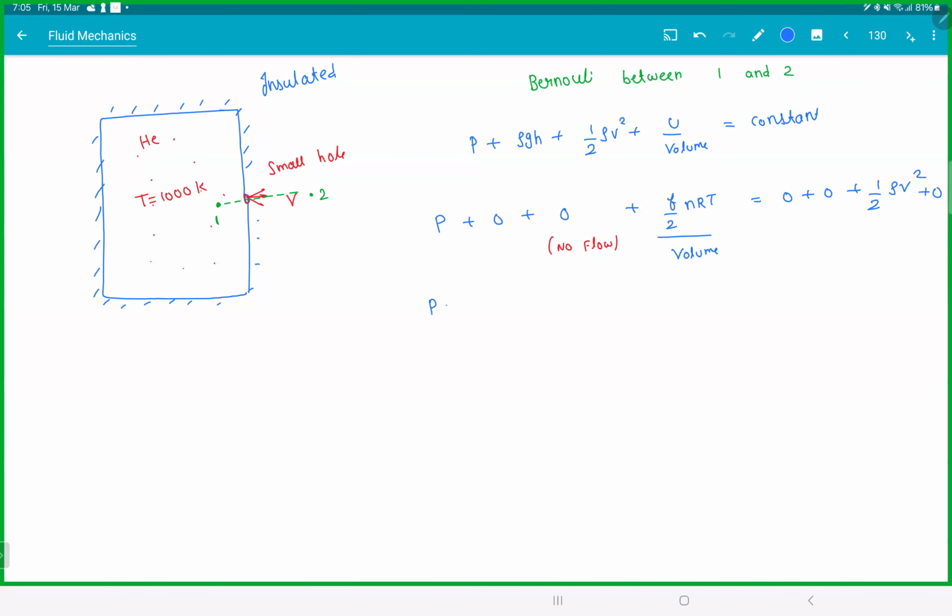Cross multiply. This will be P into volume. I'm writing the full thing because you'll get confused with this. F by 2 nRT is equal to half rho V square into volume. Let's keep the volume here only. What is PV equal to? nRT. So nRT into 1 plus F by 2, by volume, equals half rho V square. Rho into V is actually mass.